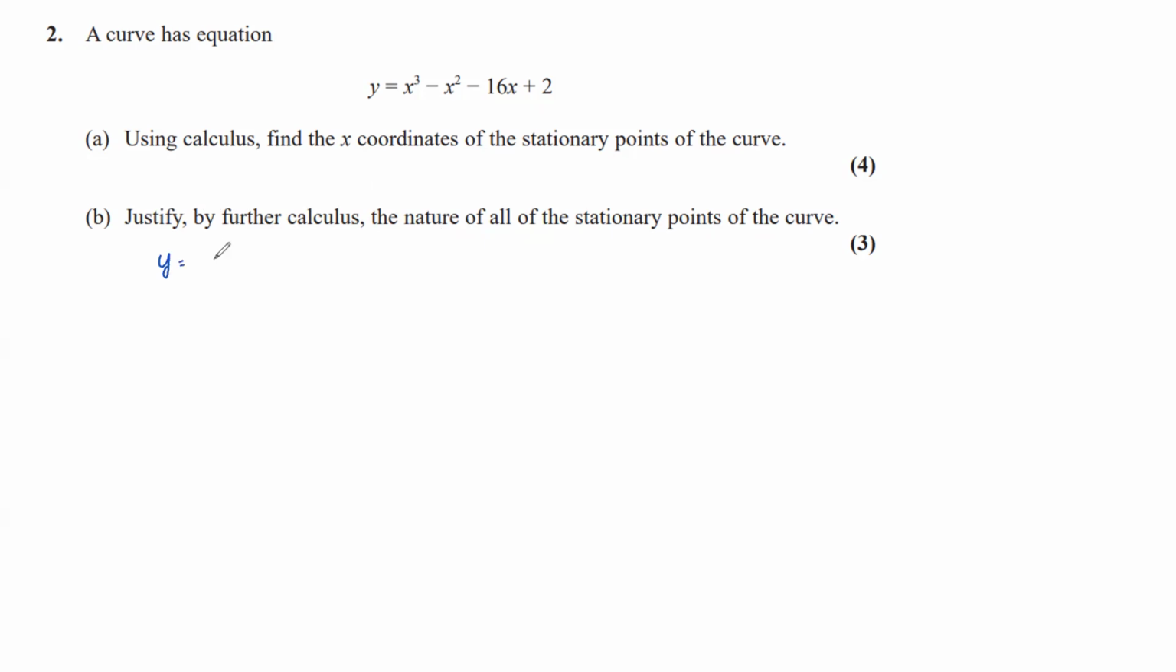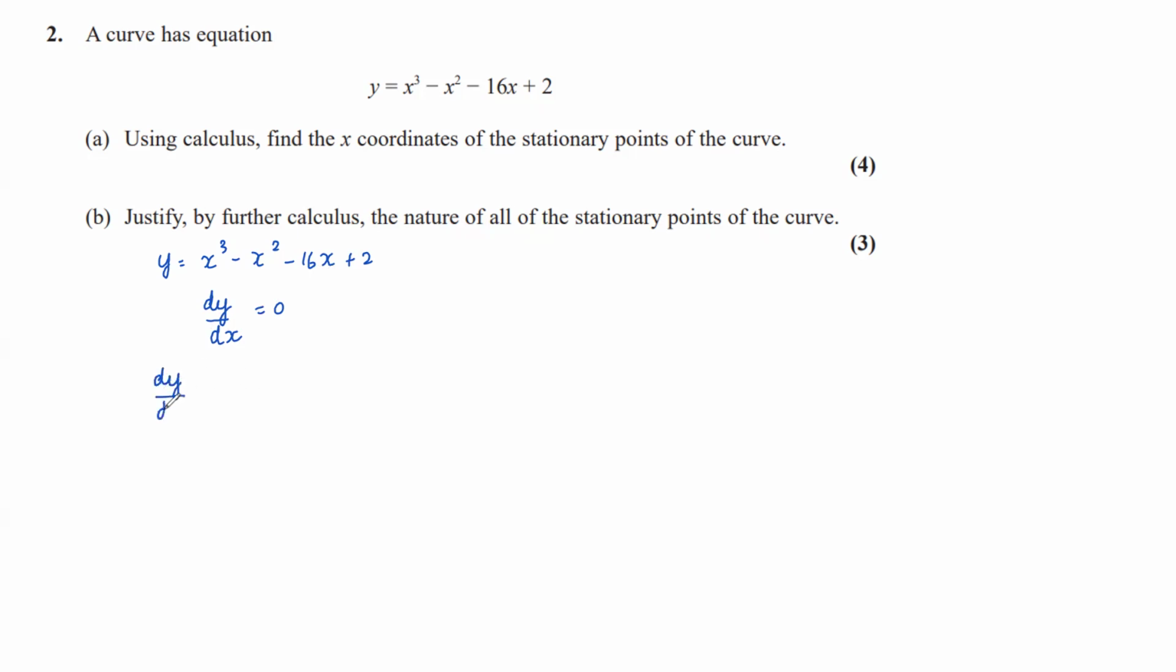So y equals x cubed minus x squared minus 16x plus 2. Now, we know how to find the stationary points. The condition is dy by dx, we need to equate it to 0. So y we know, so we need to find dy by dx and equate it to 0.